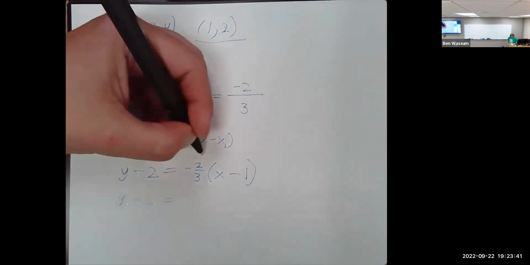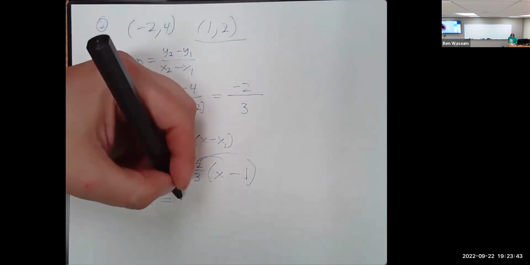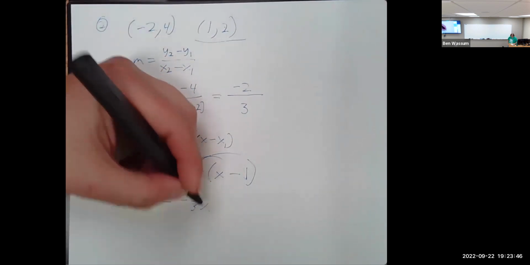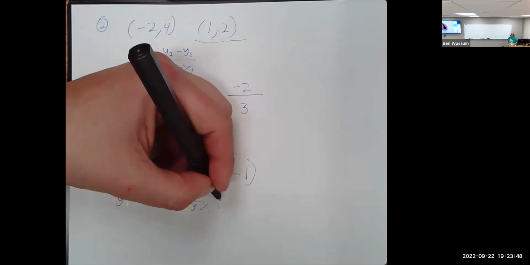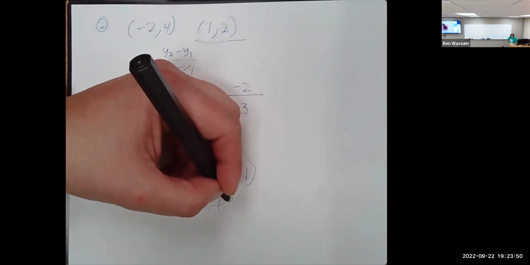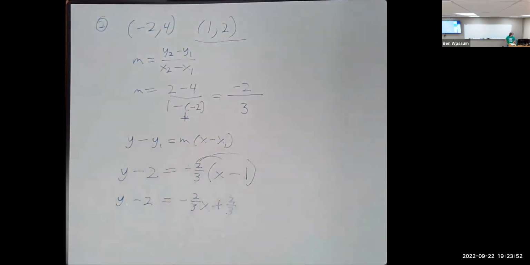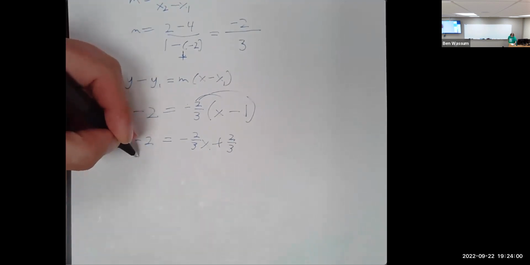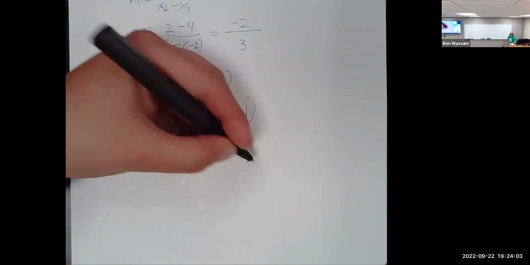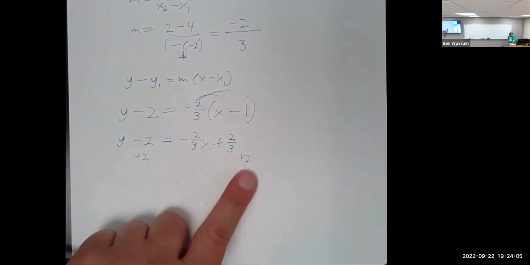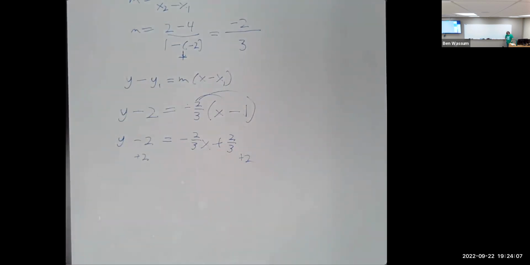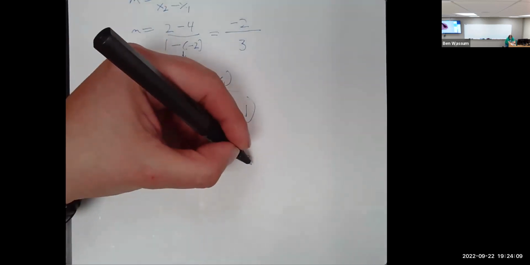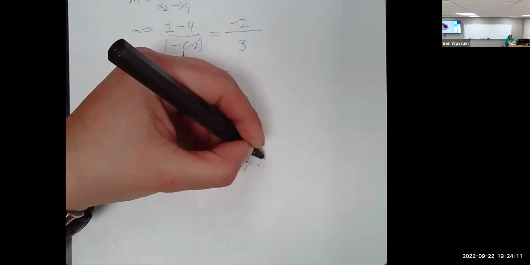So we distribute that through. We end up with negative 2/3 x. Negative times a negative is a positive. 2/3 times 1 is 2/3. Now, in order to solve for y, I need to add the 2 to both sides. But they're not like terms. I can't add a fraction and an integer right away. I need to get a common denominator.